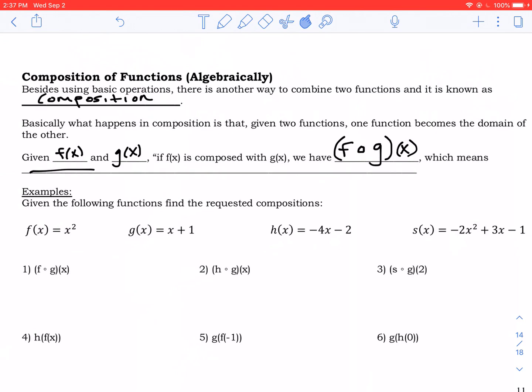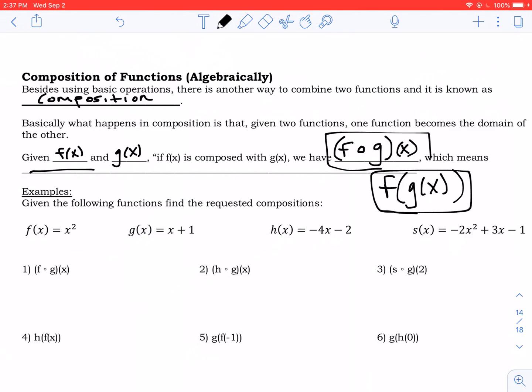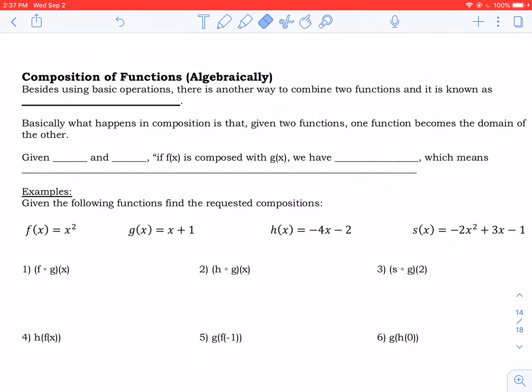So if you see f circle g of x, it means f of g of x. It means to take g of x and plug it into f of x. And we're going to see several concrete examples of this. But these two mean the same thing. F of g of x and f circle g of x both mean the composition of f and g. Okay, so let's jump right into some concrete examples.